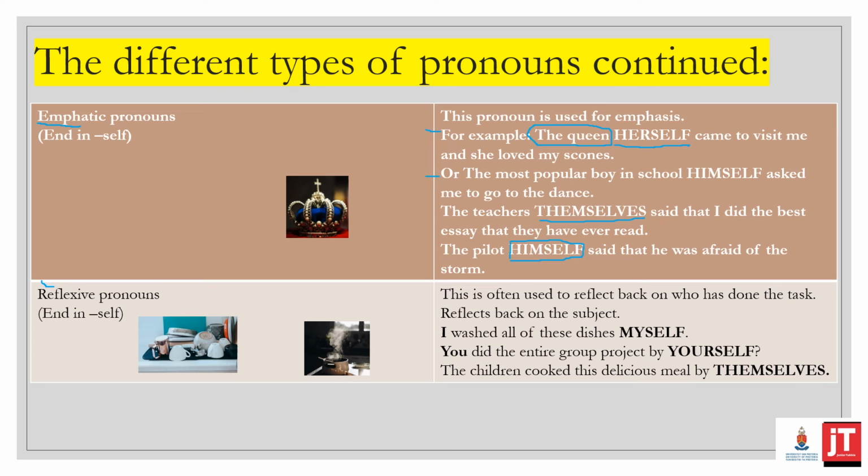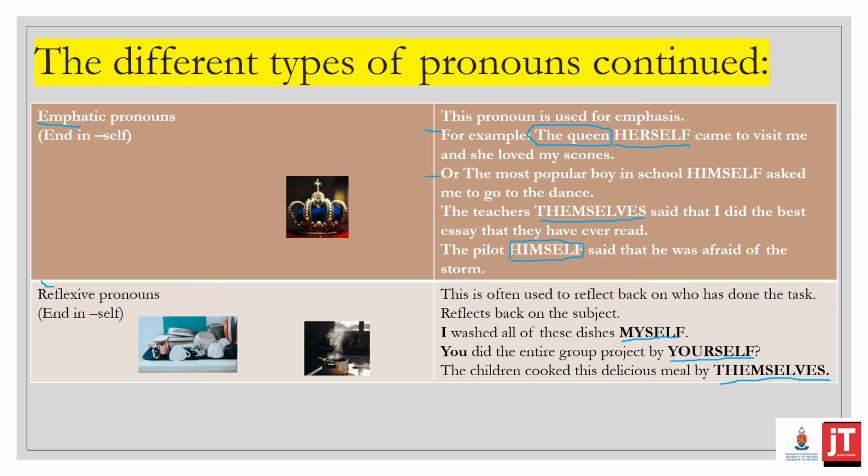Now reflexive pronouns, the other category, are also very important. Don't get me wrong, there is a distinct difference right off the bat, and that is that it's always at the end. So it's always reflecting back on who actually has done the task. Let's have a look at the definition. This is often used to reflect back on who has done the task. So who's done the task? Who's the subject, right? Because the subject in the sentence is the person doing the activity.